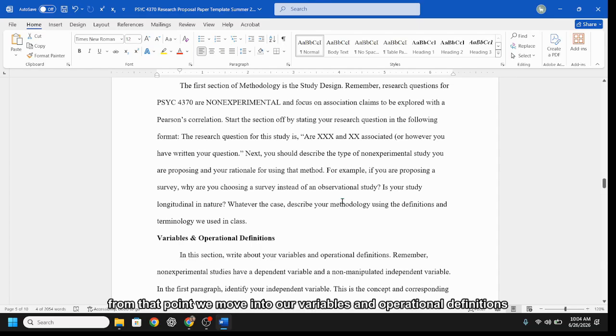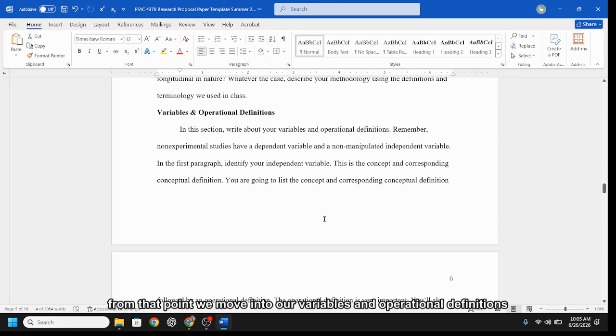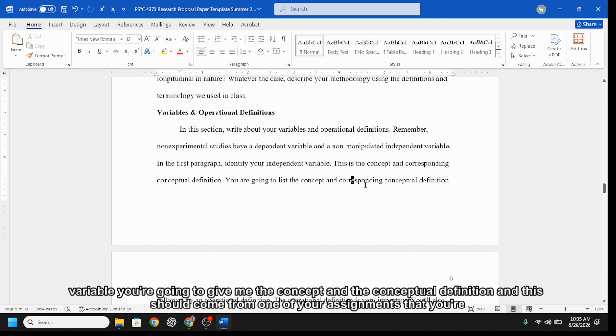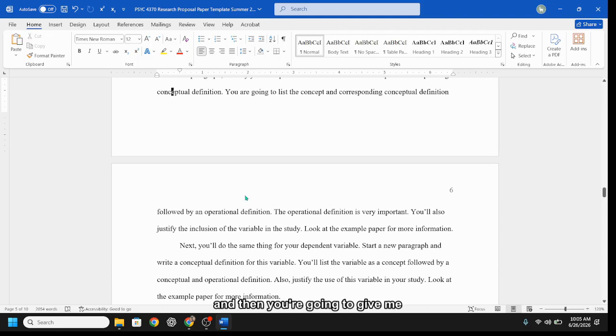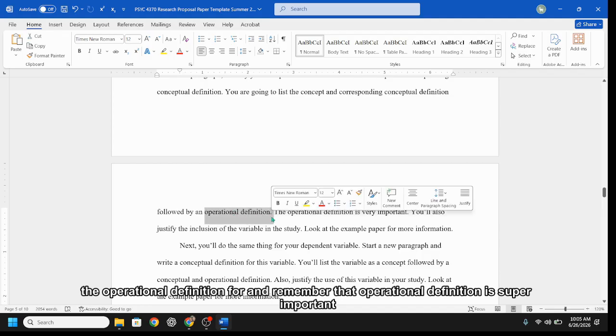From that point, we move into our variables and operational definitions. You should have at least 3 paragraphs for this. What you're going to do is introduce your dependent variable, which is the measured variable. You're going to start first, though, with your independent variable. You're going to give me the concept and the conceptual definition, and this should come from one of your assignments that you've already done. And then you're going to give me the operational definition for it.